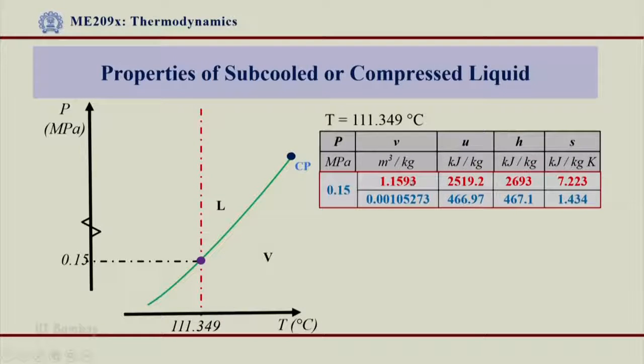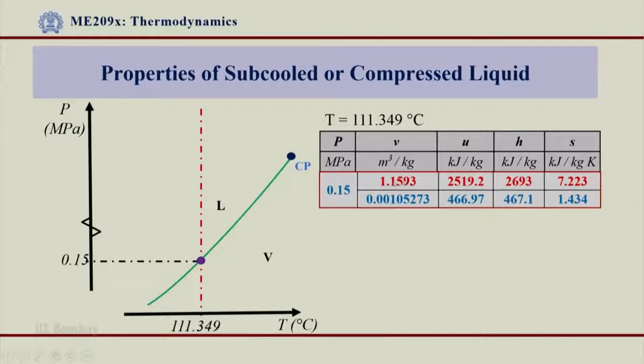Right, we were at this point, and you can see at 0.15 MPa, I got these values which are given in red and these values which are given in blue. Can you identify from here which values are meant for gas and which values are meant for liquid? As you can see, the values of specific volume, thermal energy, enthalpy and entropy for the vapor region are more than those for the liquid region.